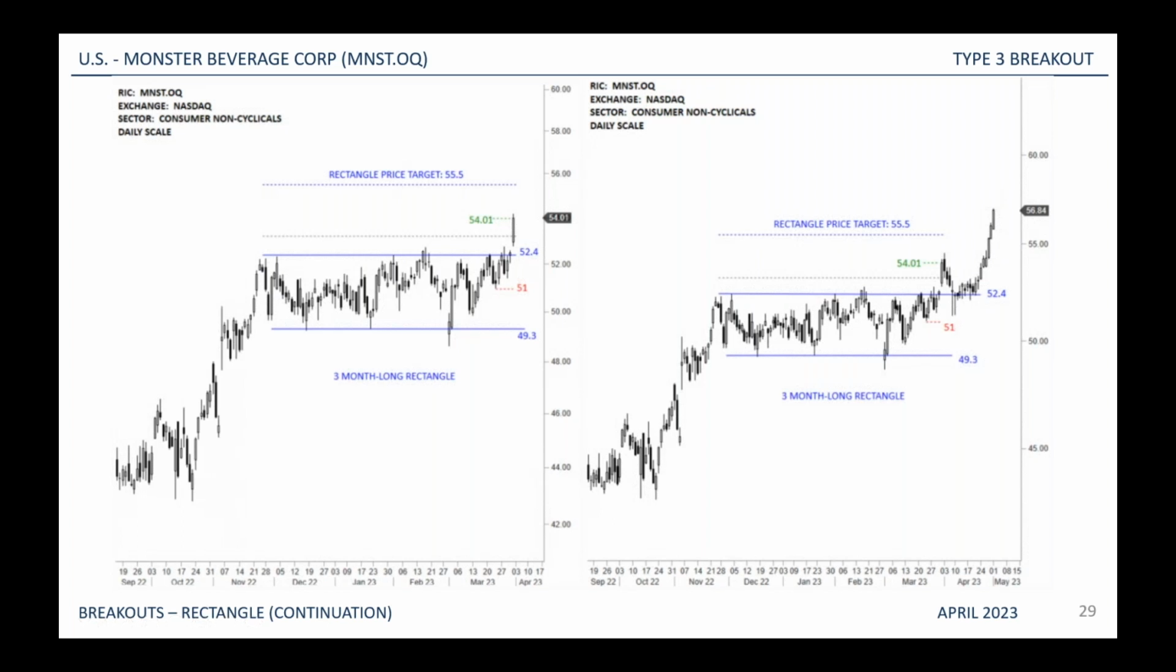So this is a type 3 breakout. Again, considered a successful breakout, but if you're playing with tighter, more aggressive risk management, you probably need a re-entry strategy to capture the following move.